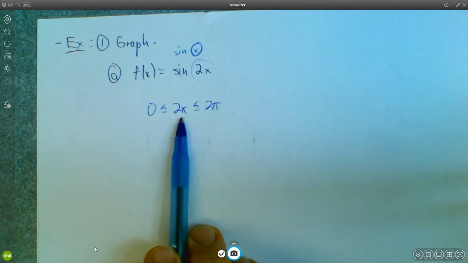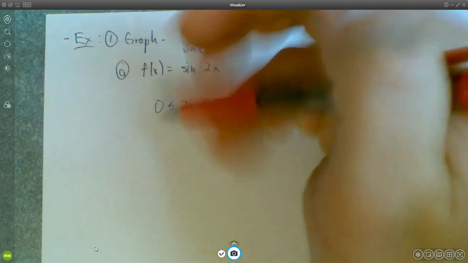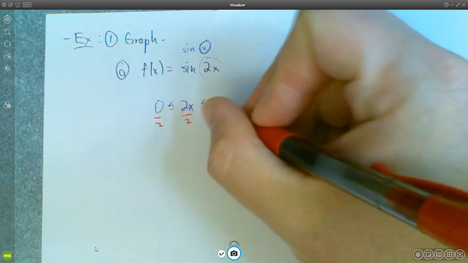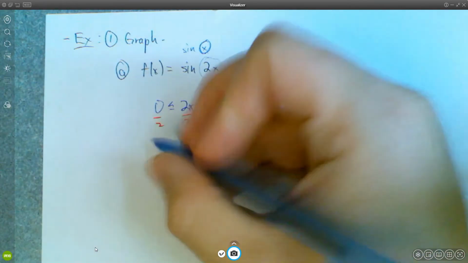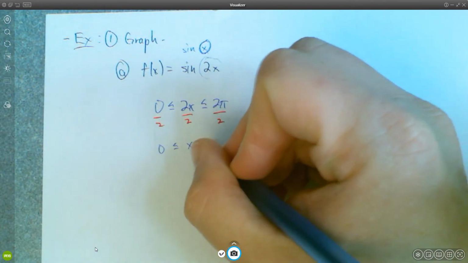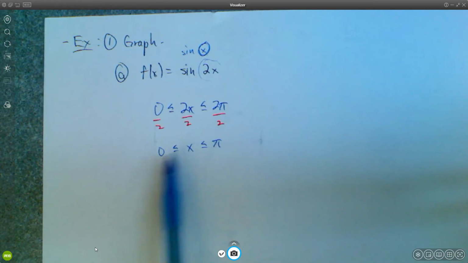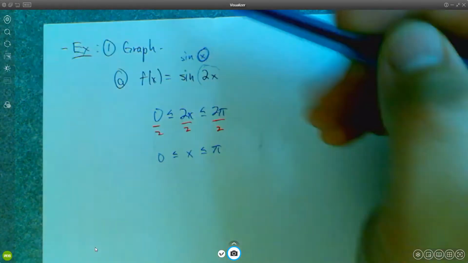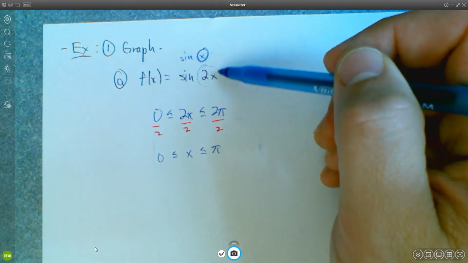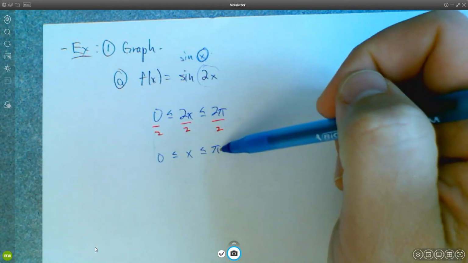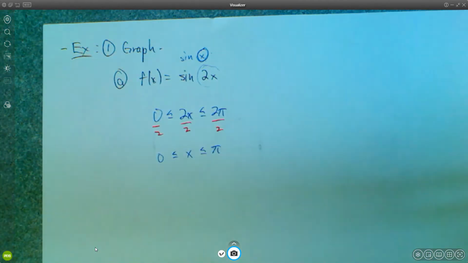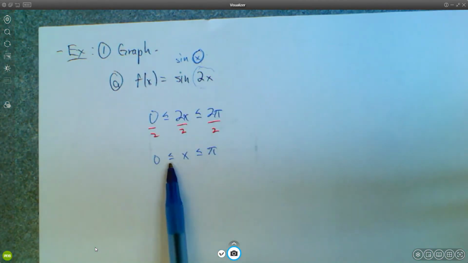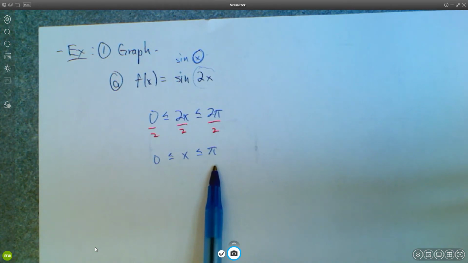Now I can solve for x by dividing through by 2. So if I divide through by 2, we get 0 is less than or equal to x, which is less than or equal to pi. So that tells me that the period of this function is actually pi. So the period of the parent function is 2 pi, but the period of sine 2x is just pi. It's 1 pi. Okay, so now I want to divide that into 4 equal parts so that I can find my maximum and minimum values as well as my intercepts and everything.